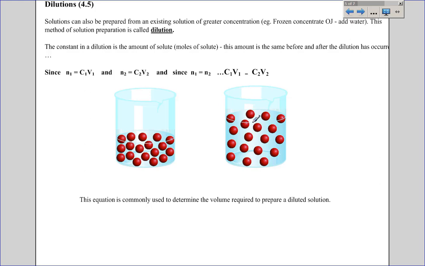So let's investigate this. Suppose that this solution has a concentration of 5 moles per liter. So it's a 5 molar solution, and the volume of it is 1 liter. And suppose that this solution has a volume of 2 liters. What we've done here is we've taken the moles that are in here and we've put them in a different volume.